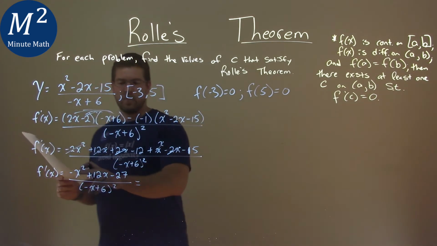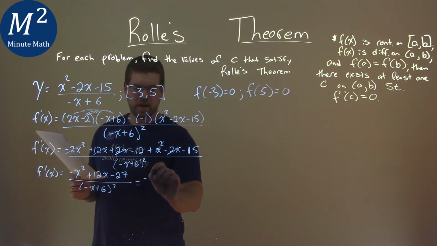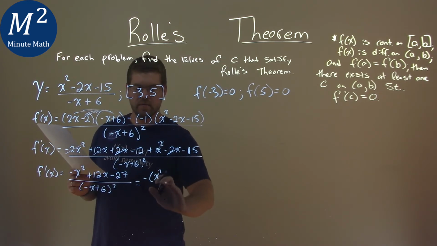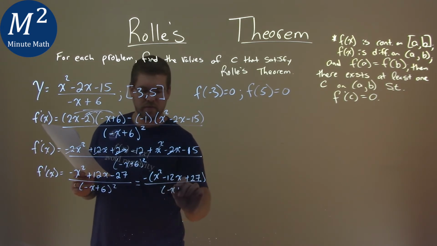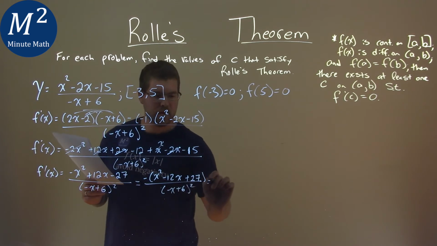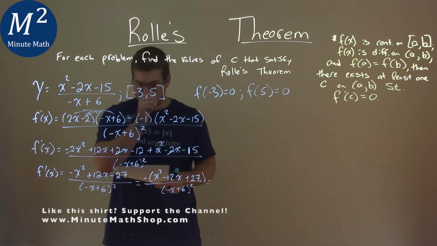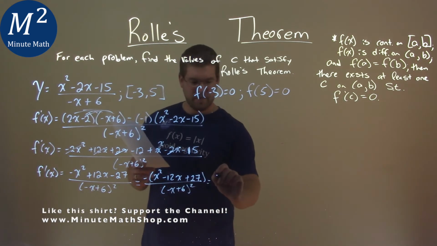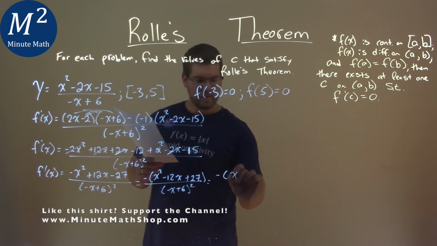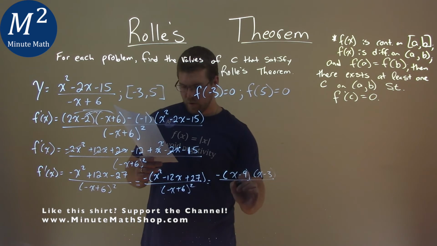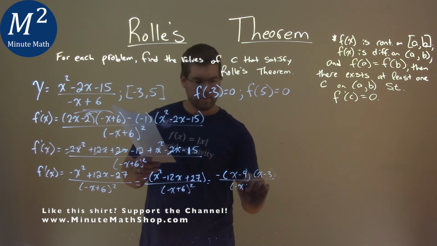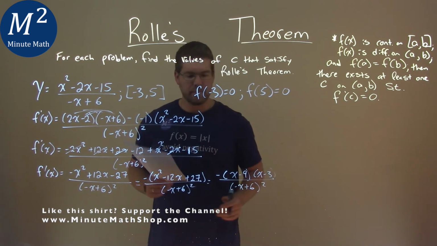Keep on going. I pulled out a negative in the numerator, so we have a negative out here: x squared minus 12x plus 27 over a denominator, which is negative x plus 6 all squared. That does factor out, and we have that factoring to be x minus 9 times x minus 3 over negative x plus 6 all squared.